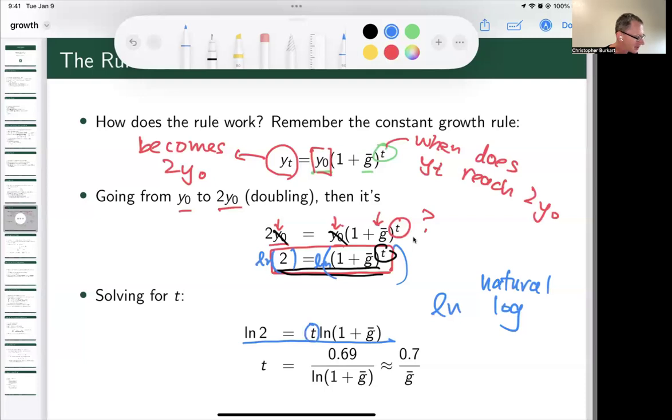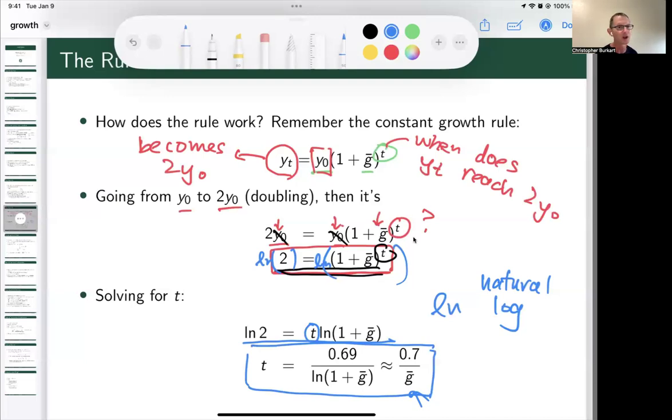We want to solve for t, so we divide through both sides by the log of 1 plus g bar. And so we end up with this. It's actually 0.69 and a bunch of other numbers. So we round that off to 0.7. And so we know now this is basically the rule of 70. And then we call it the rule of 70 because the rule of 0.7, I guess, isn't sexy, but that also allows us to just use percentage numbers for growth instead of decimal numbers for growth.